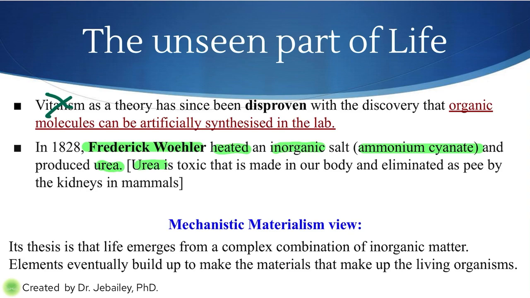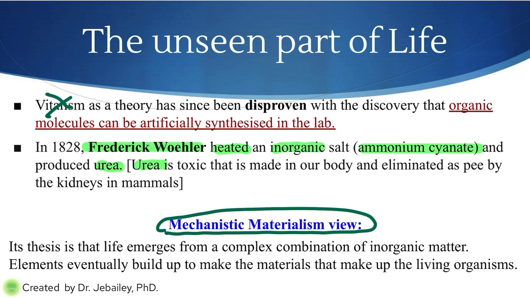So now there's this thing called mechanistic materialism, which believes the opposite. It says that all life in the world actually came first from inorganic matter. And eventually, with time, starting from elements such as carbon and hydrogen, they built up and made the bigger things like us, or the mitochondria, or the cells. So it all started with the elements. That's the mechanistic materialism view at the moment.